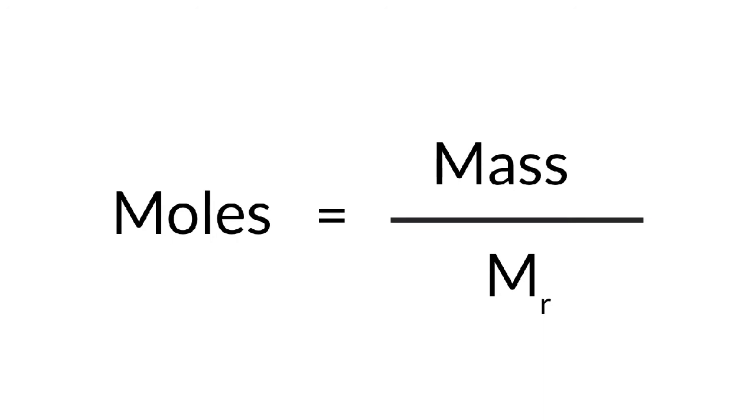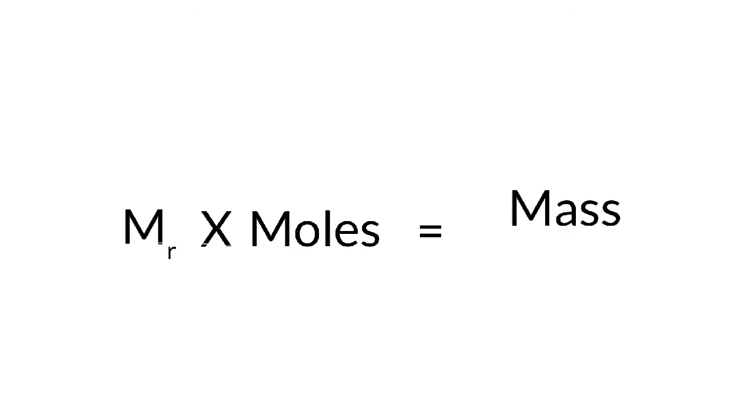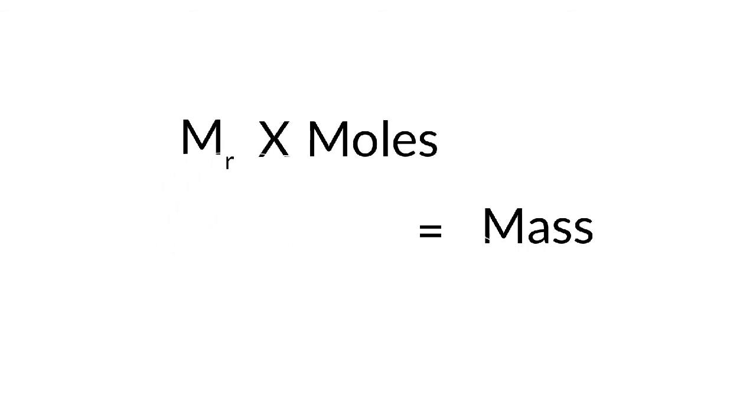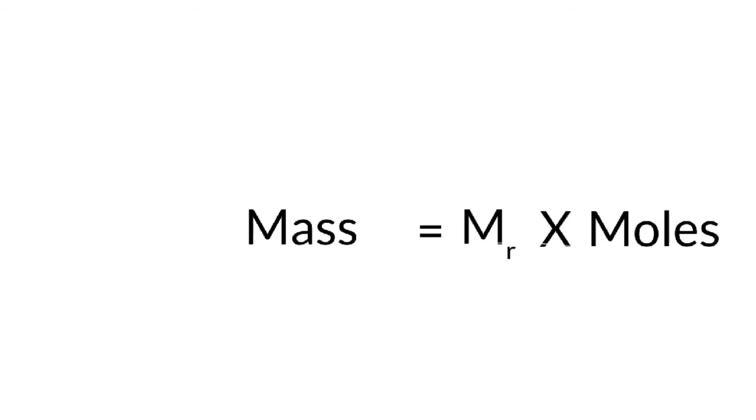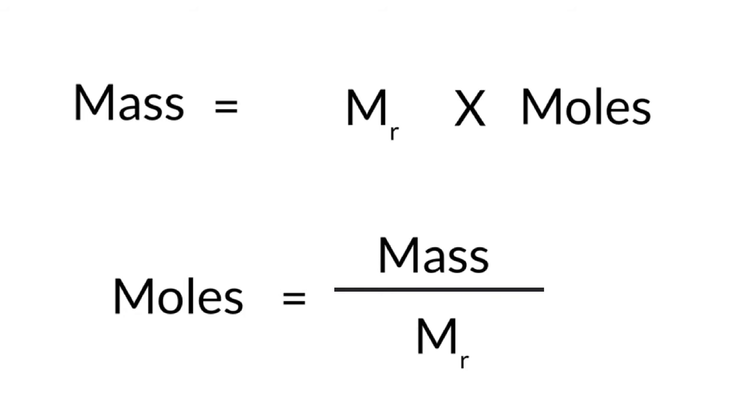The other thing, of course, then is important to be able to rearrange this equation. So if I was to bring my Mr up, and of course if you bring something over to the other side like that, then you are essentially multiplying it. And if we get rid of that division sign, we're saying Mr times moles is equal to mass, or to flip that equation around so it makes a bit more sense, mass is equal to Mr times moles. So that then essentially is leaving us with two equations. Mass is equal to Mr times moles, and moles is equal to mass divided by Mr, remembering that the mass is always going to be in grams.